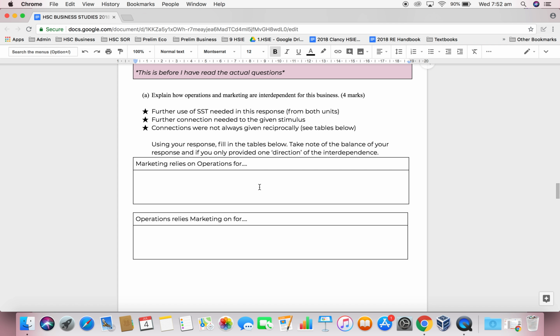So what I want you to do is to try and fill in these tables now, and think about the balance. Did you evenly respond to this? So fill in this table now, please.